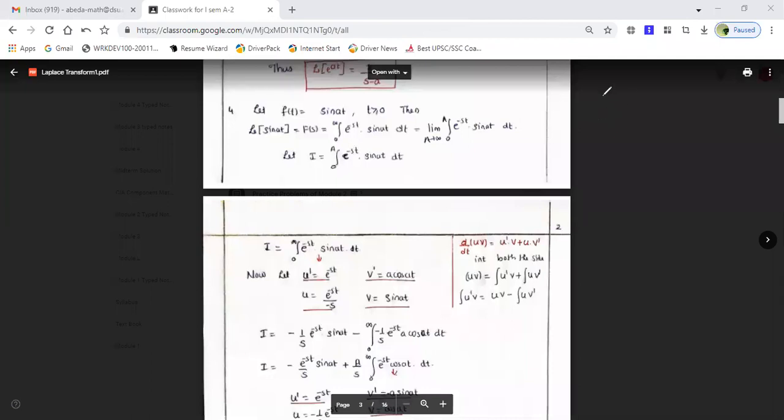Now let us see the next example. It is f of t is equal to sine a t, where t is greater than or equal to 0. So here in place of f of t, I'm having sine a t. Go with the same procedure. So now if I consider this, it is the integral from 0 to infinity of e to the power minus st sine a t dt. This is nothing but the limit, and we can write or read it in the same way.